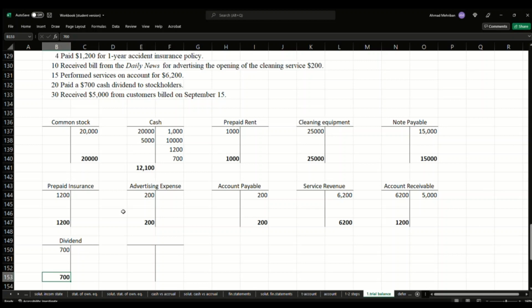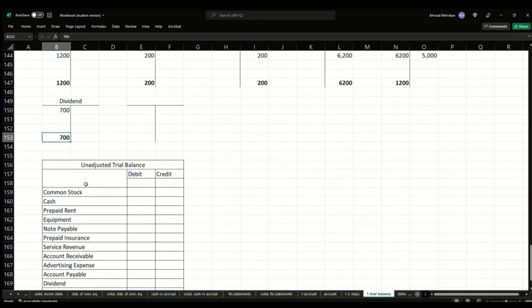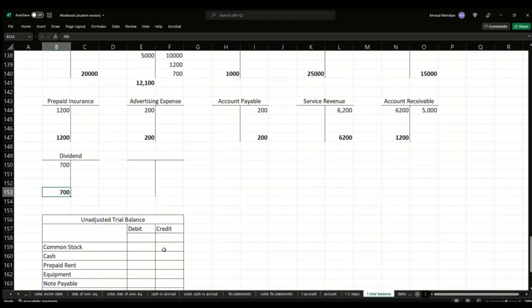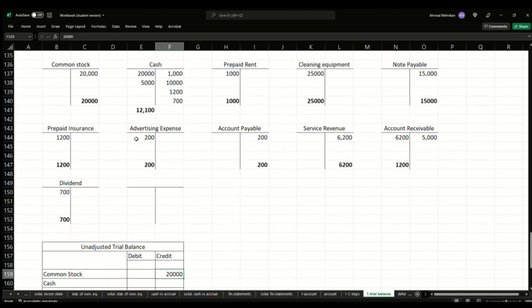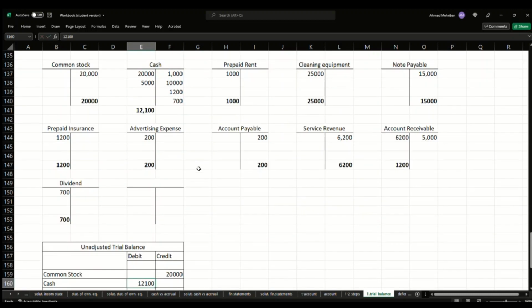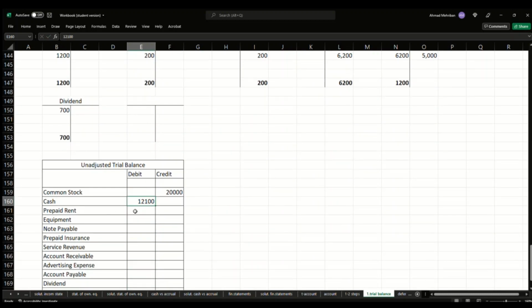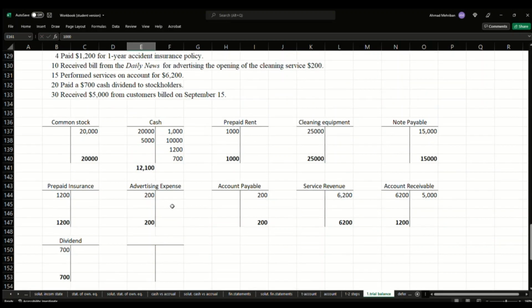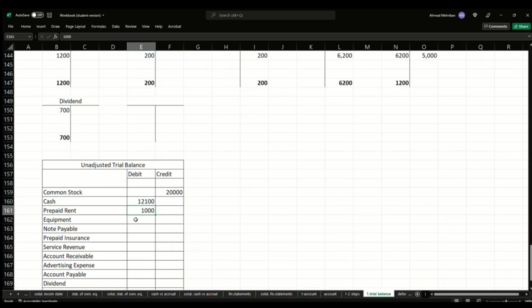Now that's it. We have posted it, and now this is our general ledger. We input these balances and accounts into the unadjusted trial balance, which I've already prepared here. Common stock is 20,000 on the credit side. Our cash is 12,100. Then we have prepaid rent of, how much was it? 1,000. We have cleaning equipment, 25,000.